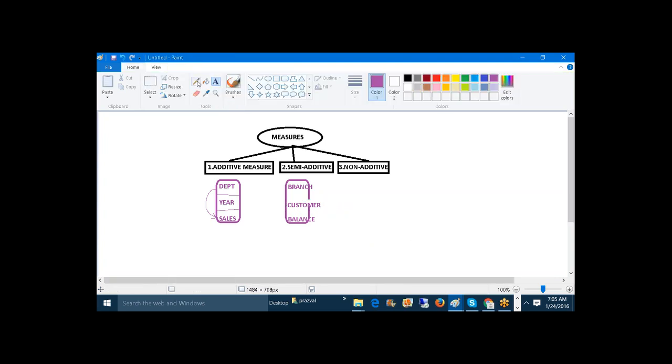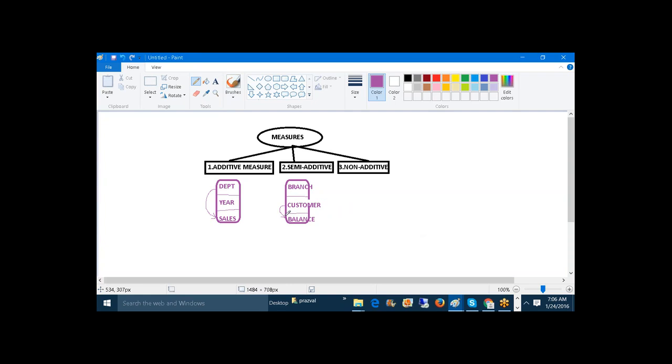So here I am having two dimensions. One is branch, next the customer, and next the balance. So now here on the balance, if I apply max or min, it is going to give us the minimum balance and the maximum balance. So we compare with the customer: customer wise minimum balance and customer wise maximum balance.